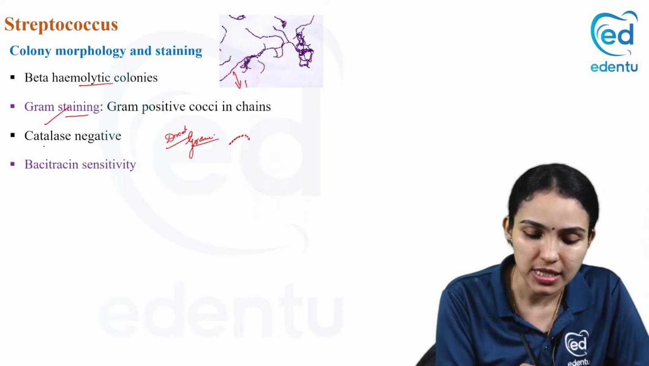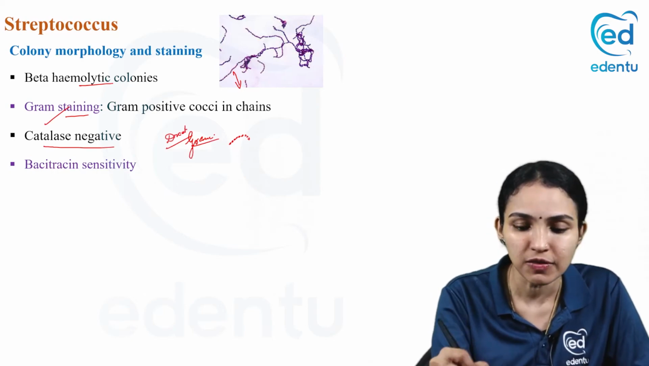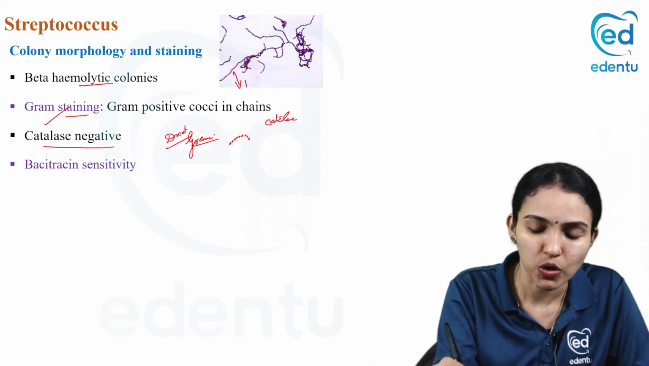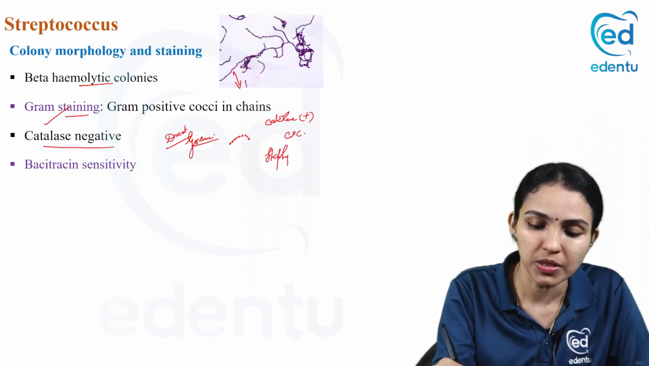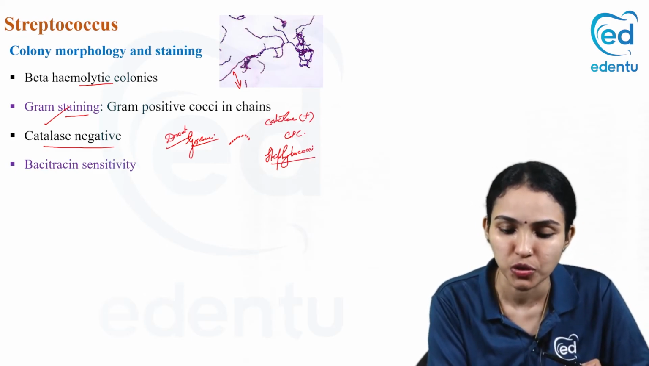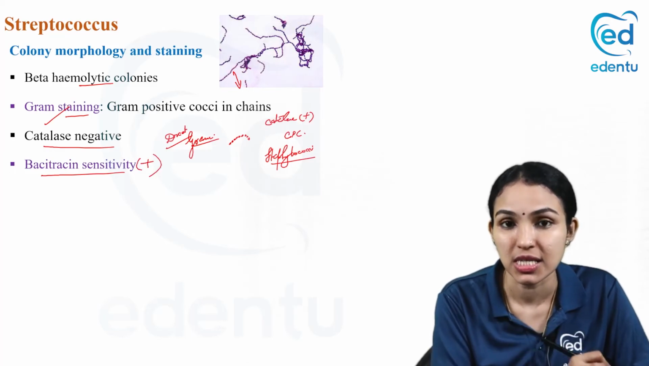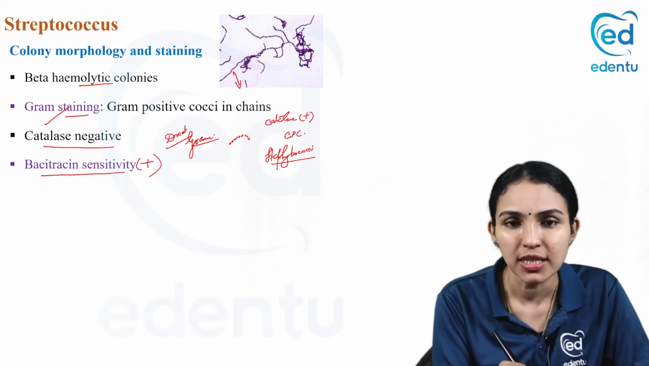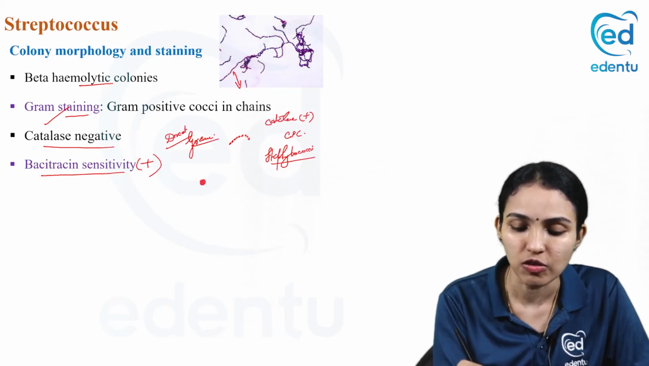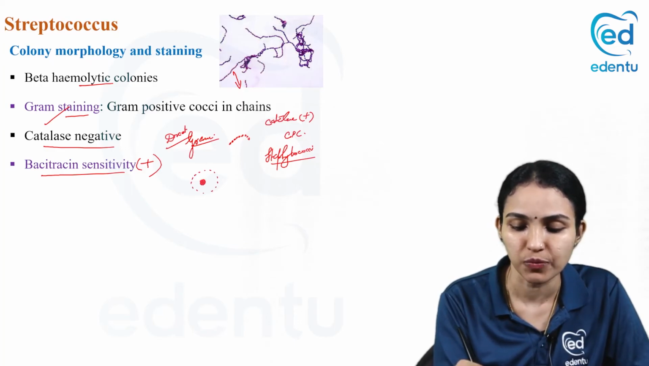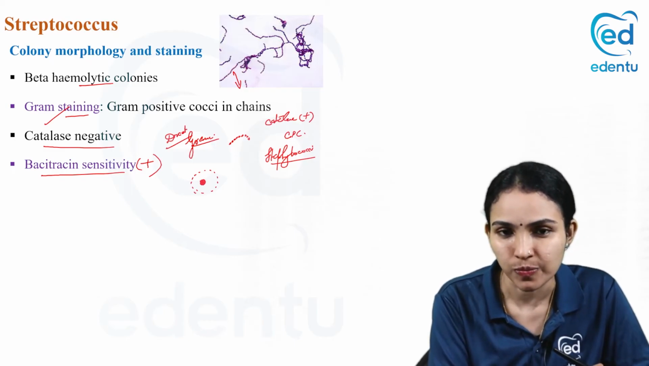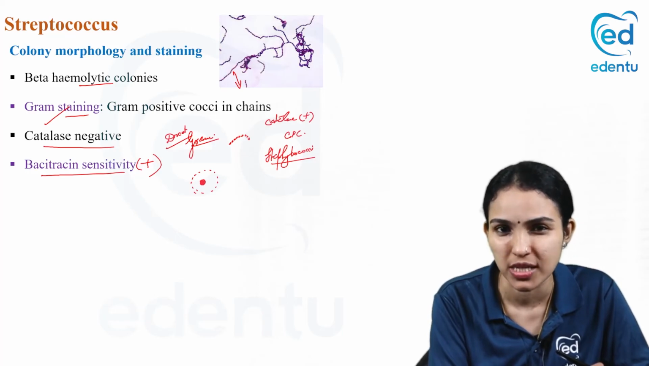And the other important test: this bacteria is catalase negative. I hope you remember what is the catalase positive GPC, gram-positive cocci. That is nothing but staphylococci. So catalase is the basic test which differentiates staphylococci from streptococci. And the other test which is positive for Streptococcus pyogenes, it is bacitracin sensitive. This is an antibiotic, bacitracin. If you put a disc of bacitracin, there will be no growth around this disc. The bacteria will be inhibited by bacitracin. So that is a specific test for Streptococcus pyogenes. All other streptococci are bacitracin resistant.